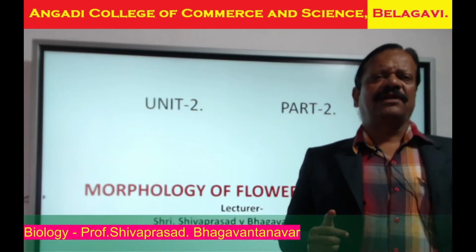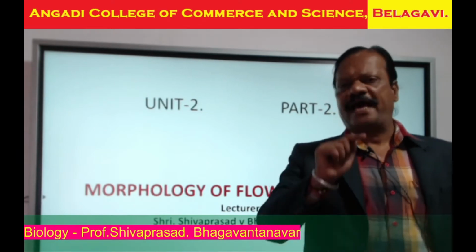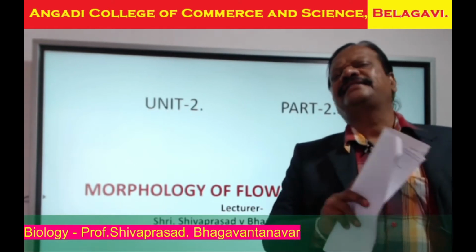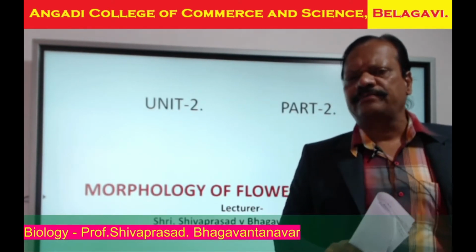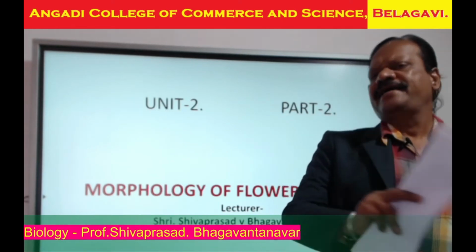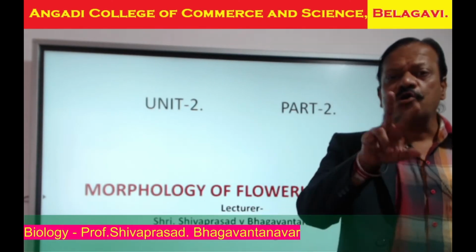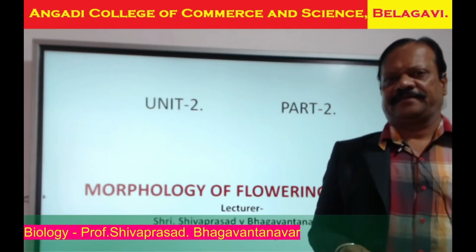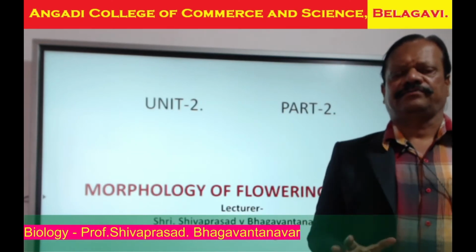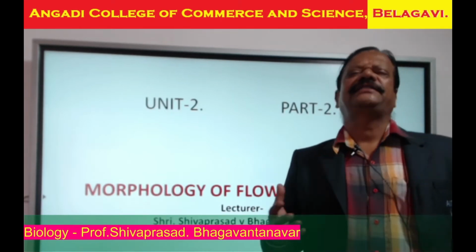Sometimes the flower is containing both the sex organs, male sex organ as well as the female sex organ. Here, the male sex organ is nothing but androecium, and the female sex organ is nothing but the gynoecium. And sometimes in the flower, androecium and gynoecium both are present. Then the flower is called as bisexual flower. So like this, it classifies such a type of flowers.